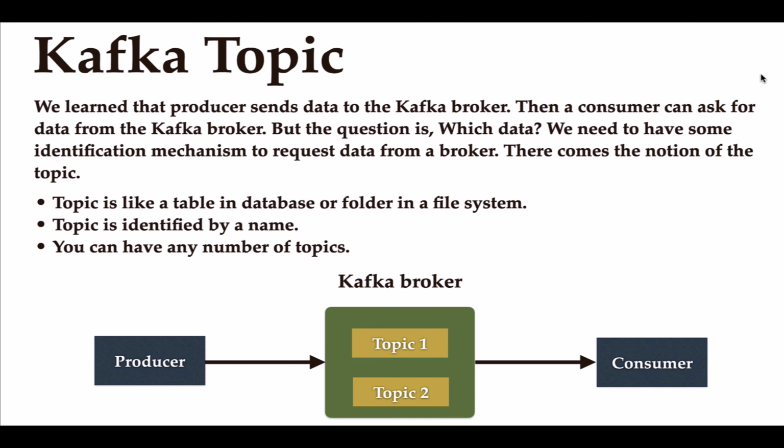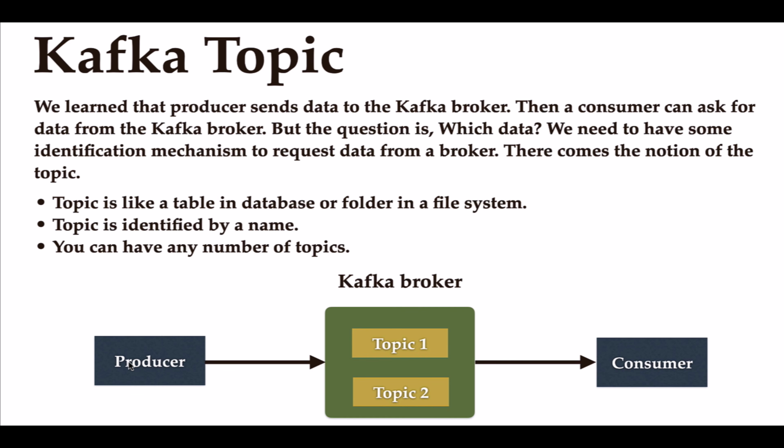Then the consumer can ask for data from the Kafka broker. But the question is, what kind of data? We need to have some identification mechanism to request data from the broker. There comes the topic. Well, what is a topic? A topic is basically nothing but a category in a Kafka broker where the message is stored.